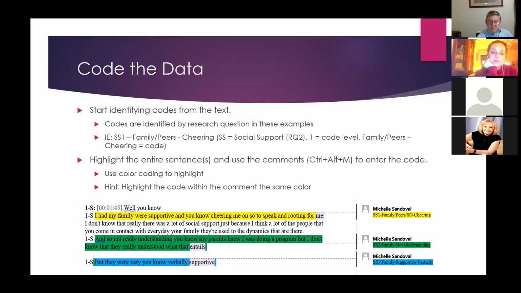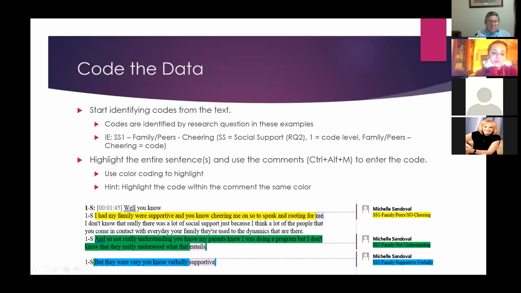My codes, I identified them by research question. And so I just provided kind of my schema here on how I did this. So SS1, for example, is from my research question 2. SS equals social support, which is that research question. 1 was just the code level, and I had codes 1 through 10, 12, 13. And then the actual code itself for this one was family or peers and cheering. So that was just one code that I developed. That was the first one I found. So that's why it's number 1. That's the only reason why it's number 1.